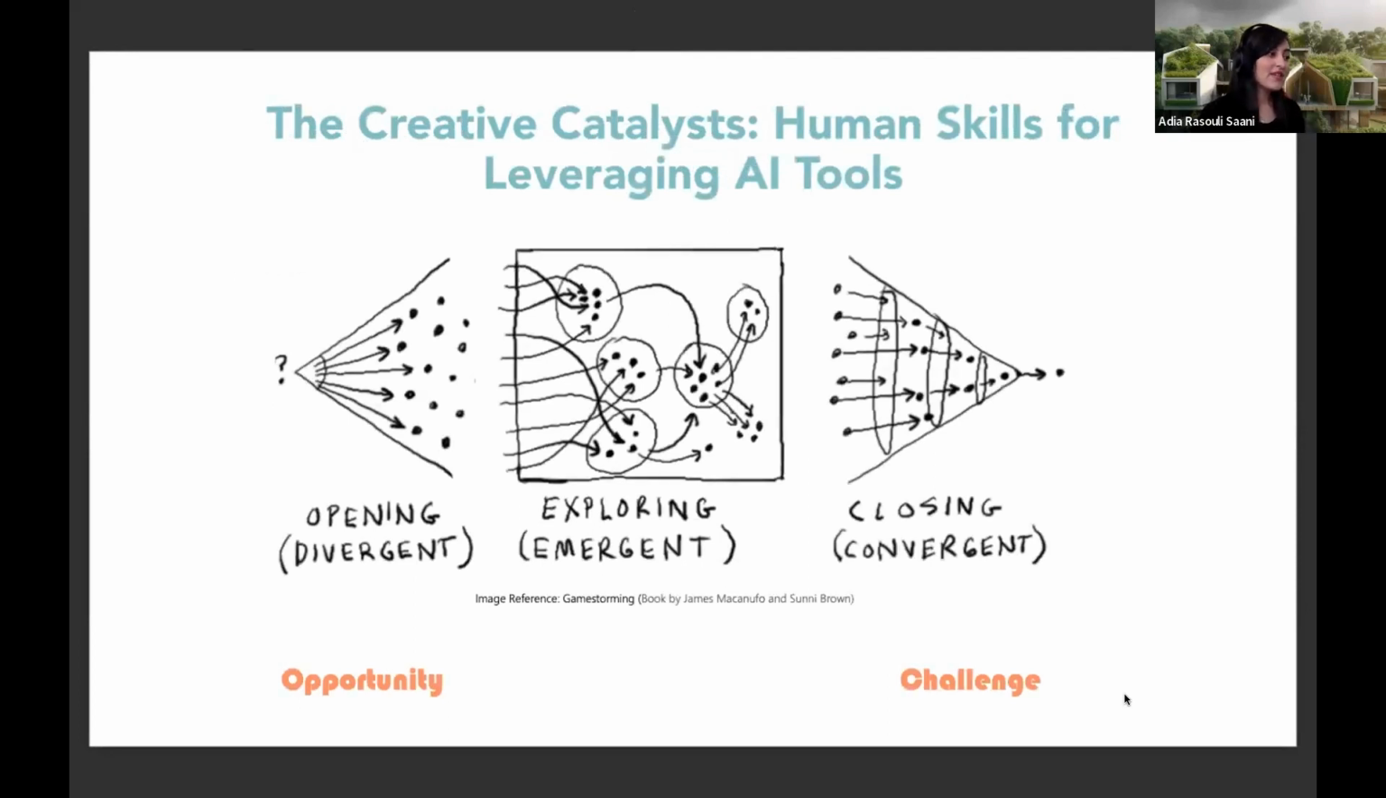So what are some skills and characteristics that designers need to have in order to truly leverage these tools and make use of their potentials?